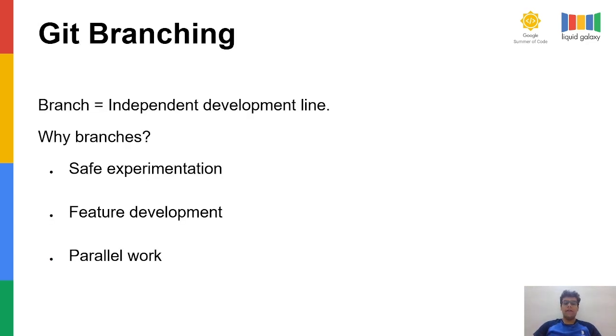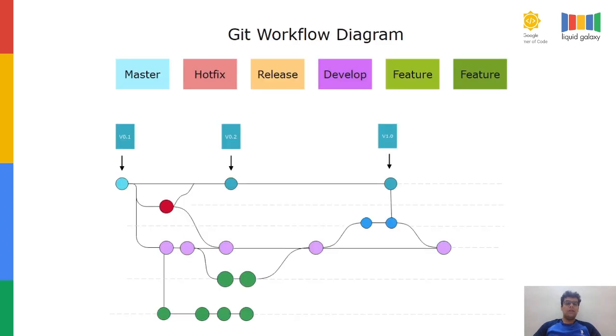And now let us see what is git branching. Branching is basically a movable pointer to a commit. When we create a branch, Git does not duplicate files. Think of it like a pointer. It just creates a new pointer. It is used for safe experimentation, feature development, and parallel work.